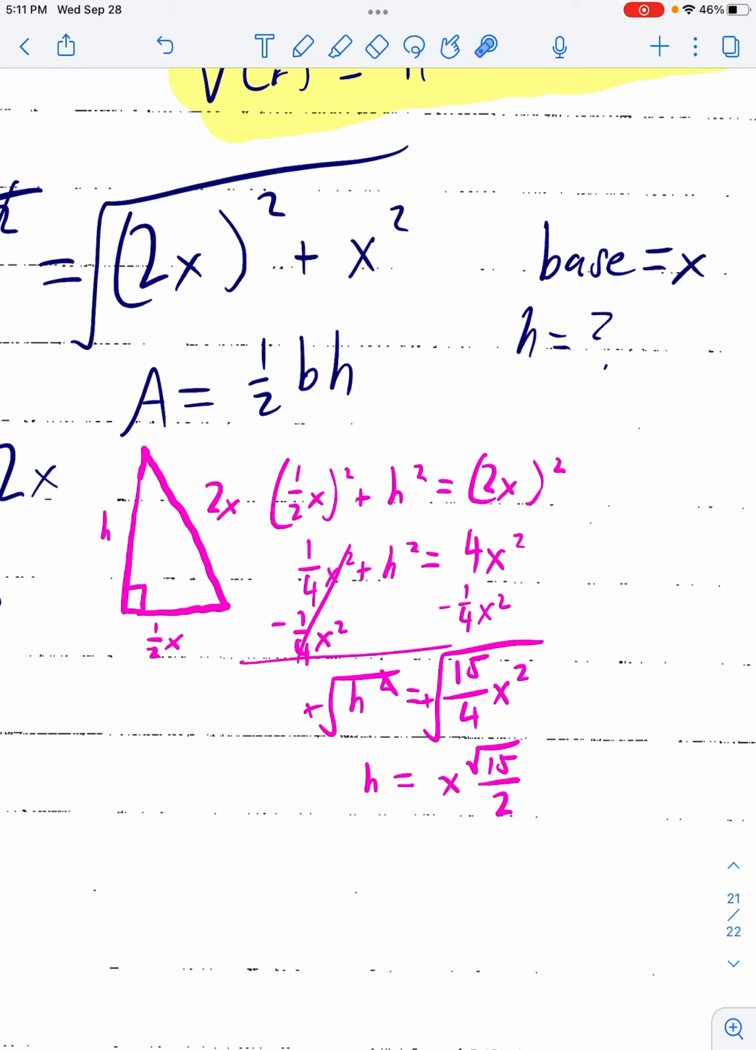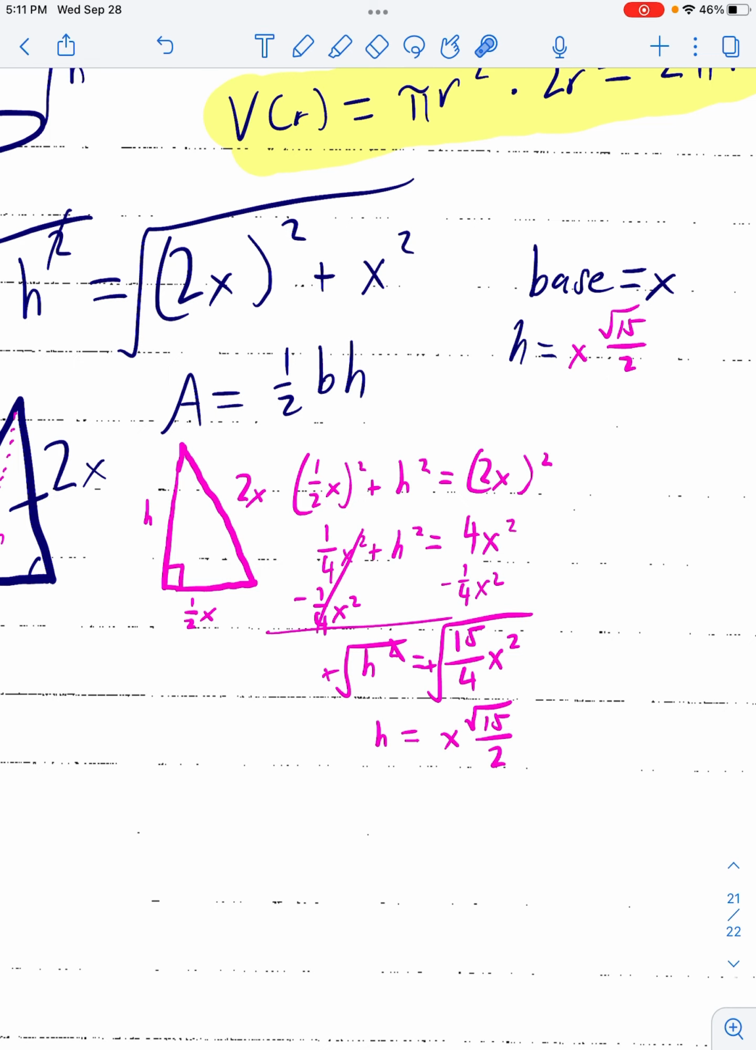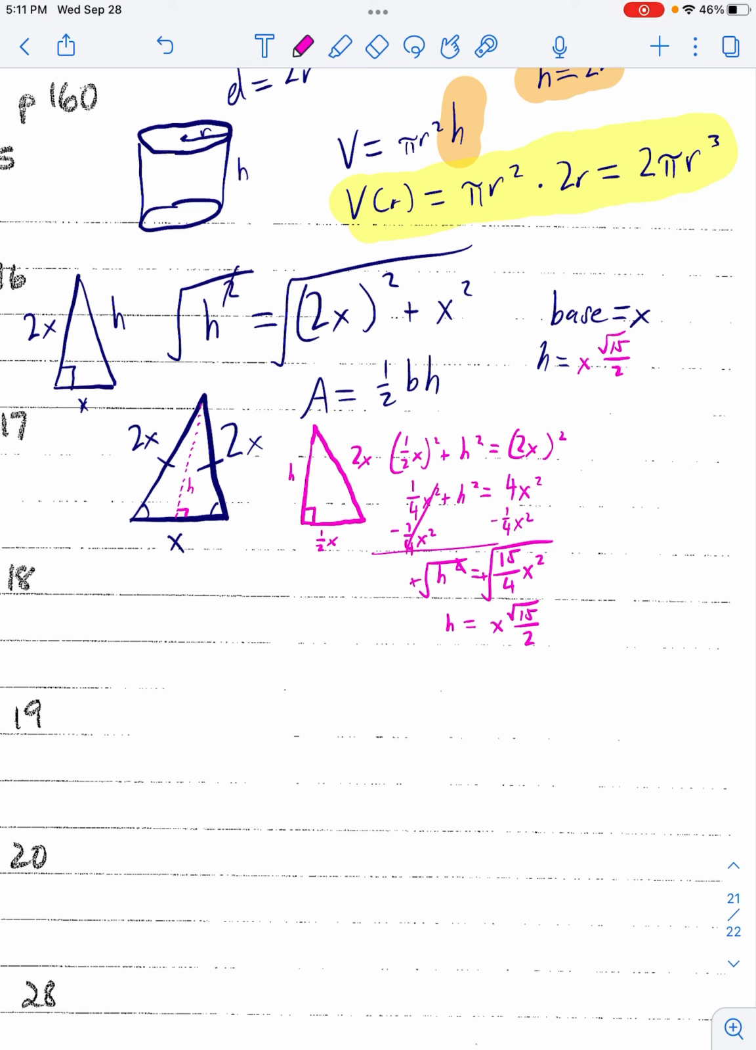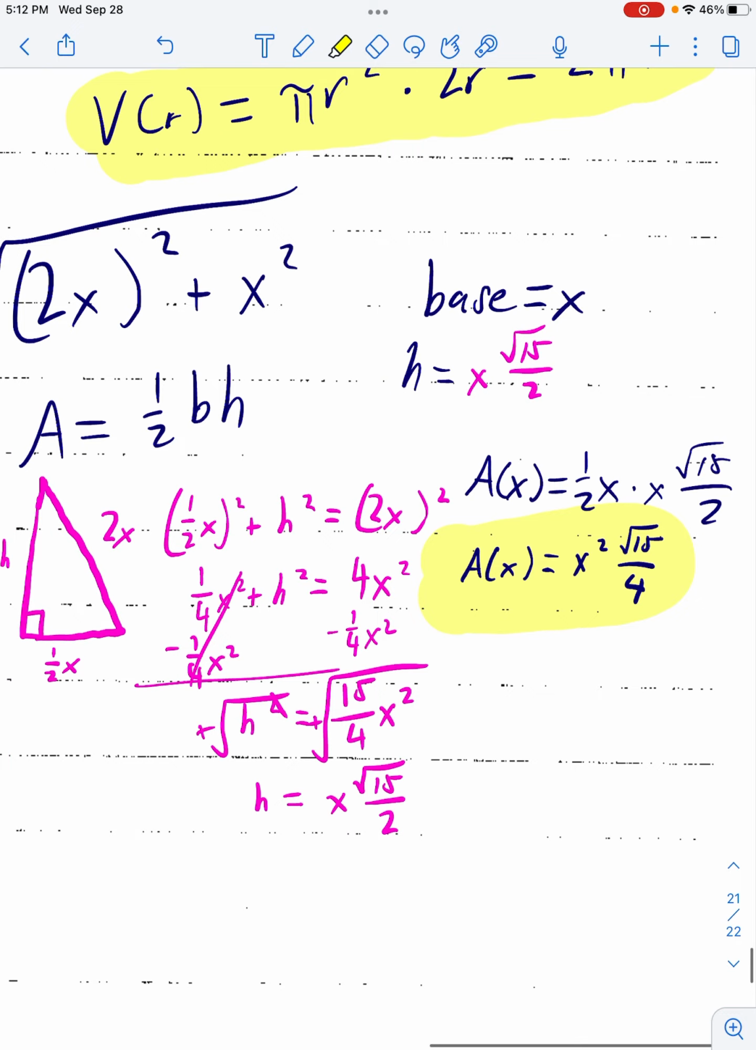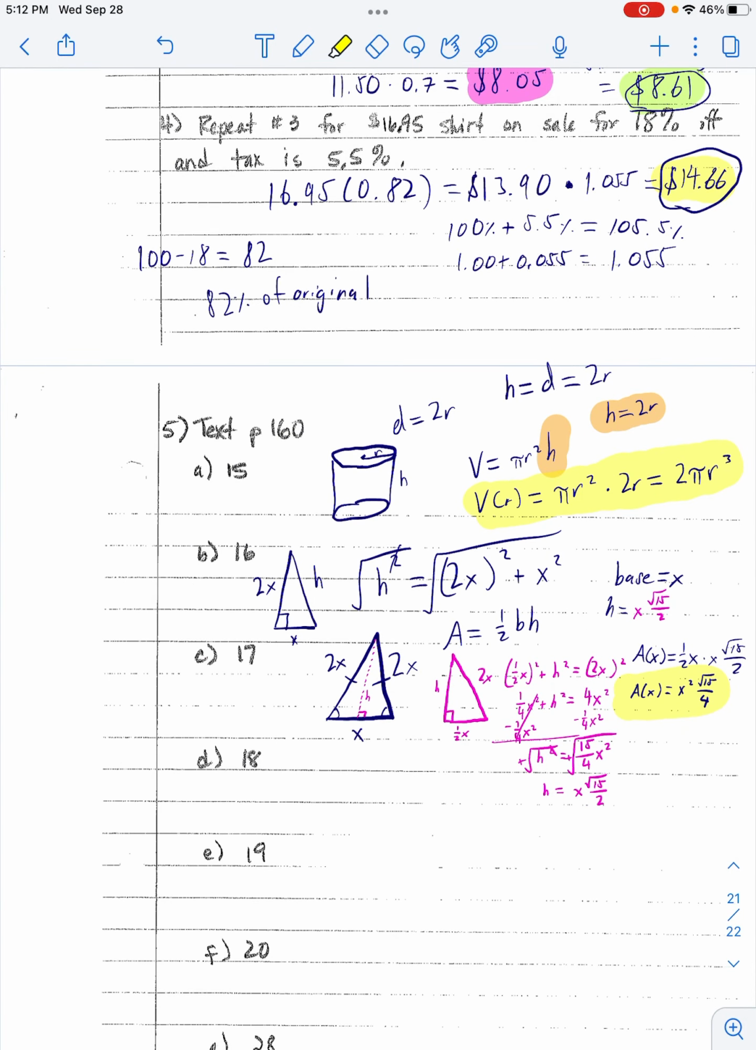So up here, erase this. h equals x times root 15 over 2. And now we have everything we need to plug into our area formula. So the area as a function of x is going to be 1/2 times our base, which is x, times x root 15 over 2, which simplifies with our algebra to x squared, because x times x is x squared, and then 1/2 times root 15 over 2 is root 15 over 4. Final answer. So there's that.